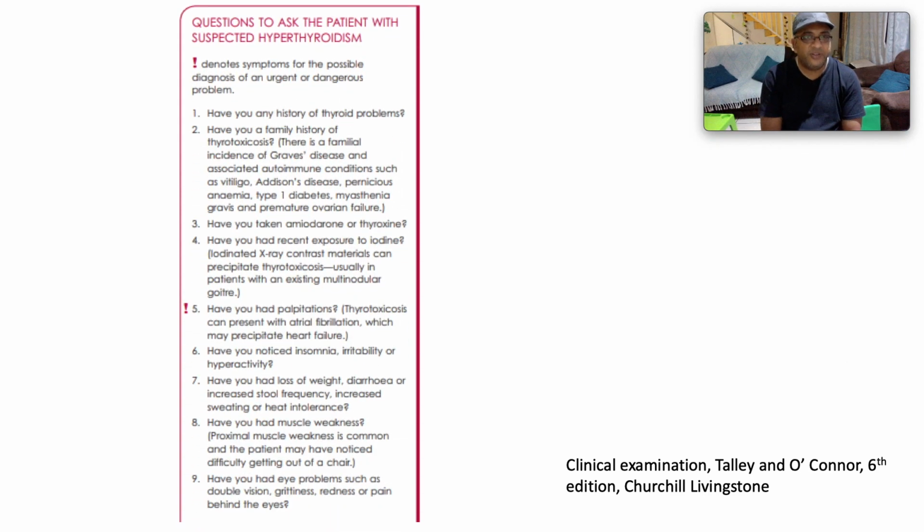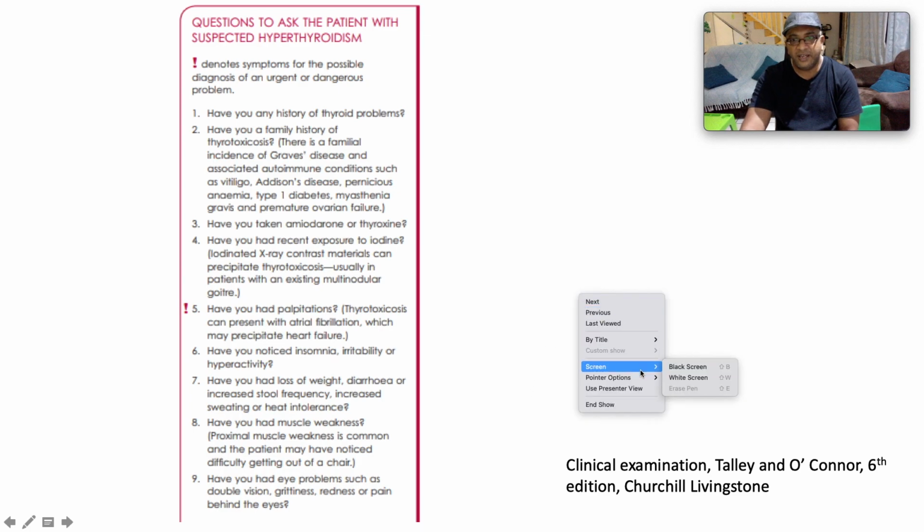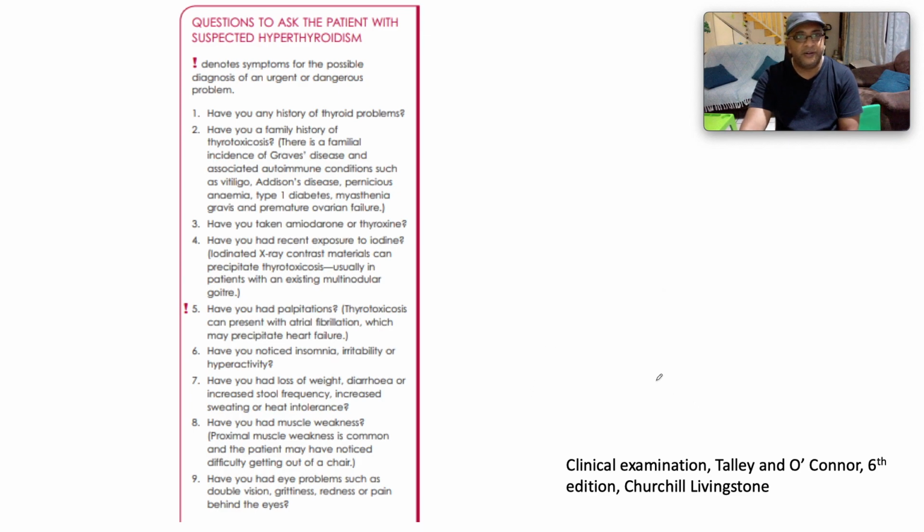Okay, guys, so on the history, important questions to ask about suspected hyperthyroidism. Have you had any history of thyroid problems? Is there a family history of thyrotoxicosis? As there is a familial incidence of Graves and association of autoimmune conditions, they tend to stick together in one family, all your autoimmune family. So inquire about autoimmune conditions like vitiligo, Addison's, pernicious anemia, type 1 diabetes mellitus, myasthenia gravis, and premature ovarian failure.